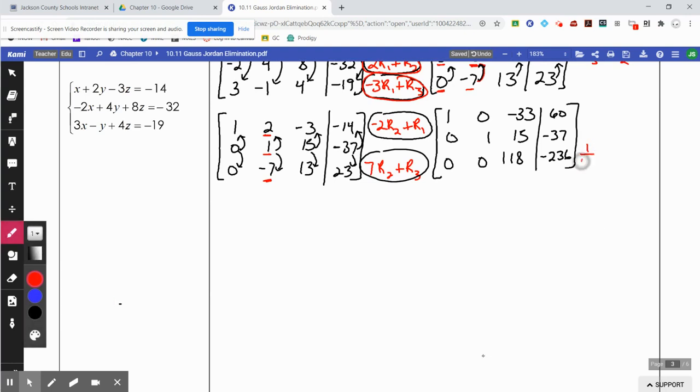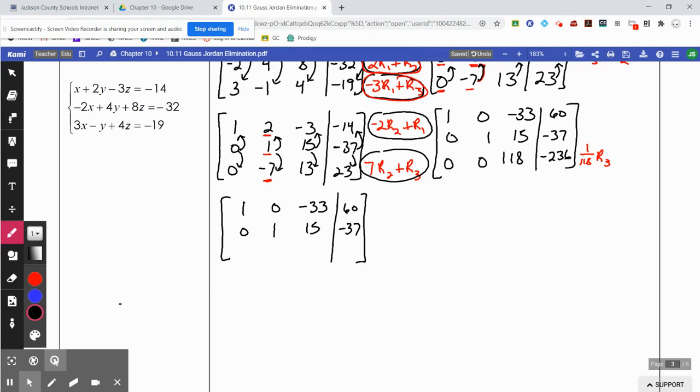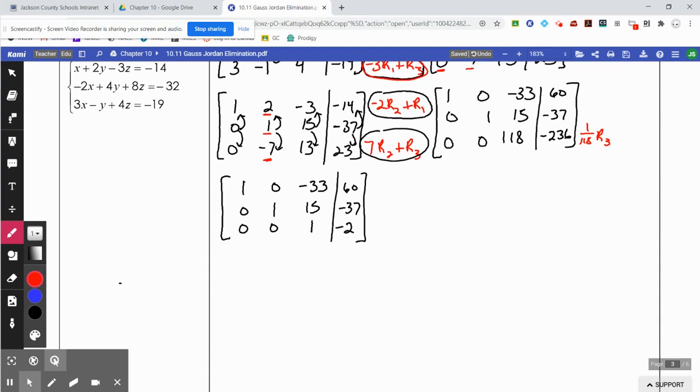When you do 1 over 118 times row 3, things get a little bit better looking. So let's go ahead and leave our first 2 rows the same. And our third row turns into a 0, 0, 1, and actually negative 2. So therefore it does come out nice and neat. Let's now use that 1 to zero out these two. So I'm going to do 33 times row 3, and I'm going to add it to row 1. And I'm going to do negative 15 times row 3, and I'm going to add it to row 2.